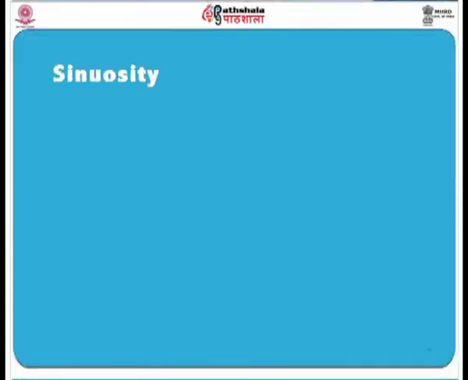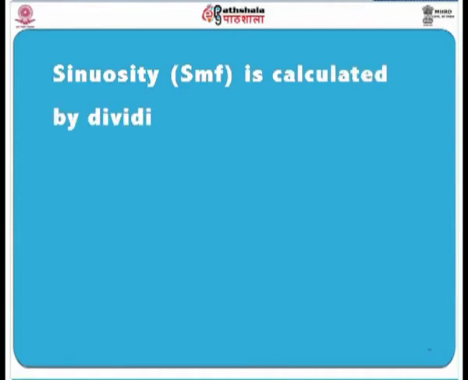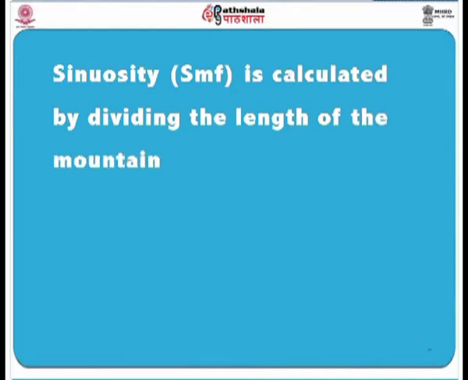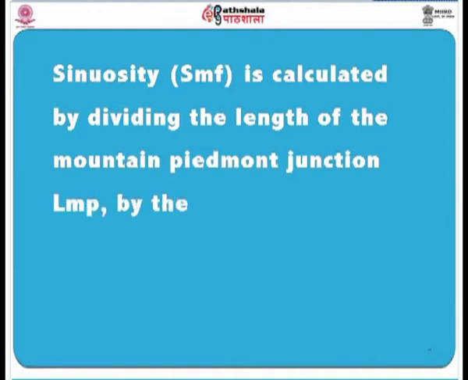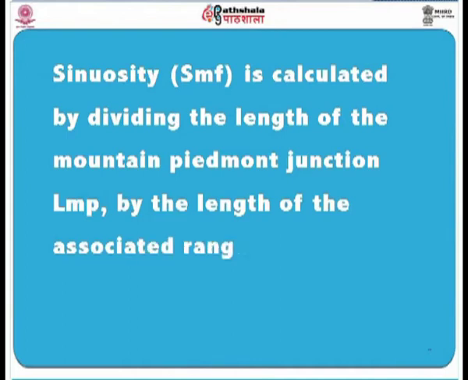Now, the sinuosity is calculated by dividing the length of the mountain Piedmont junction, which is called L, by the length of the associated range, right. So, now if we take any topography, we may have a straight line that will be the length of the range, and then the mountain Piedmont junction will be L. Okay. And when we divide the two, what we get is the mountain front sinuosity ratio.